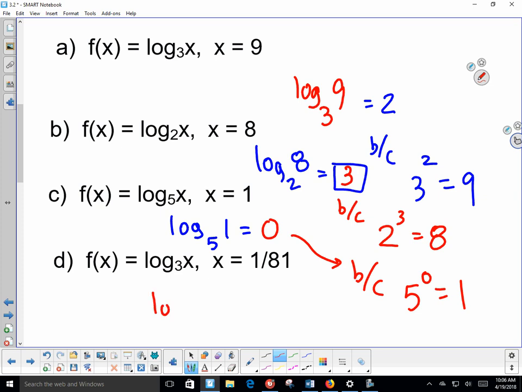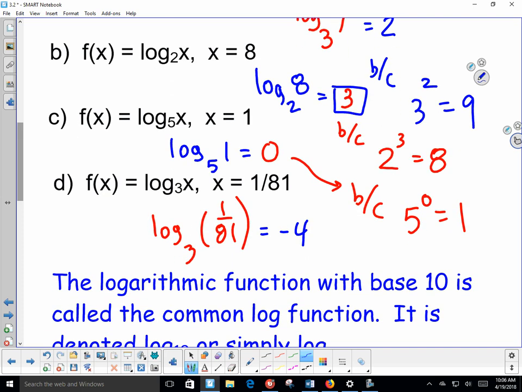Log to the base 3 of 1 over 81. Dane? What would be negative 4? Why negative 4? Because if you have a negative exponent, doesn't it put it into a fraction? And then 3 to the 4th would be 81. So you're saying it's going to be negative 4 because 3 to the negative 4 is equal to 1 over 81? Yeah. Do people agree with that? Because 3 to the negative 4 is the same as 1 over 3 to the positive 4, and 3 to the 4th is 81. So I agree with Dane on that. Are we okay with this?